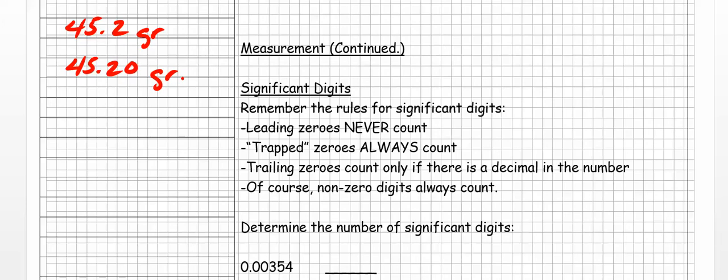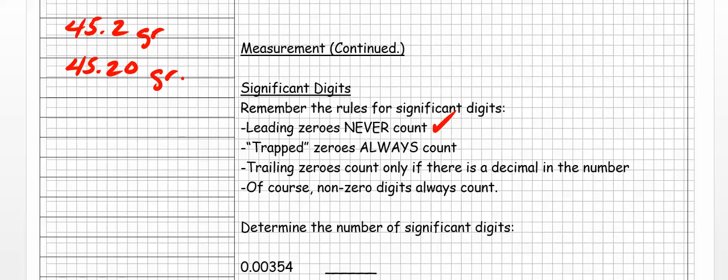The point I'm trying to make is that we have to make a distinction between what numbers are significant and what numbers are simply holding a place. So with that, we're going to need to know a couple of different rules. The first one is this: leading zeros are never significant.